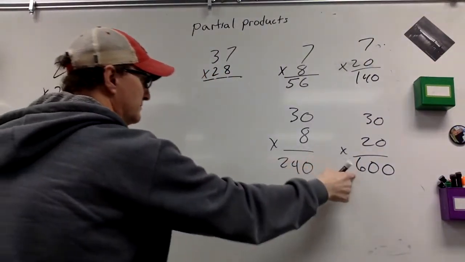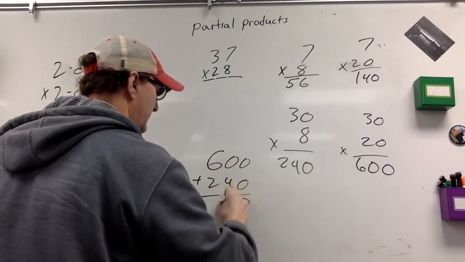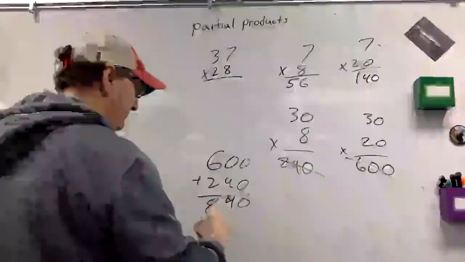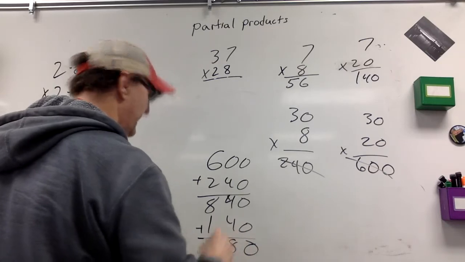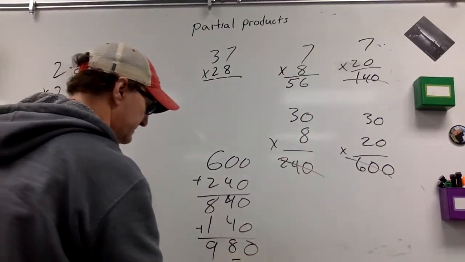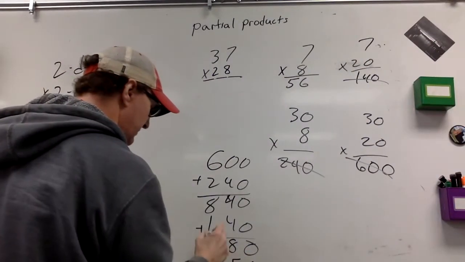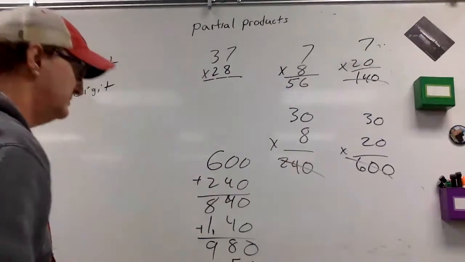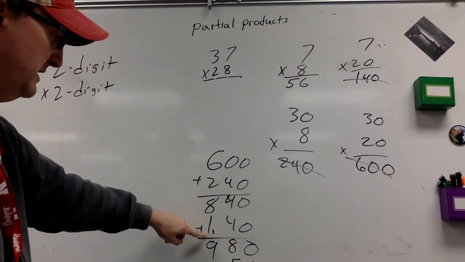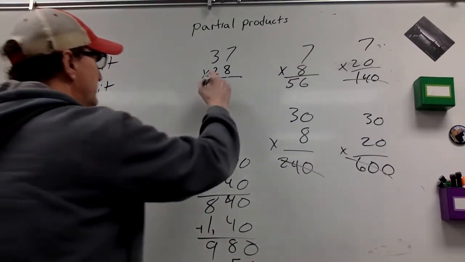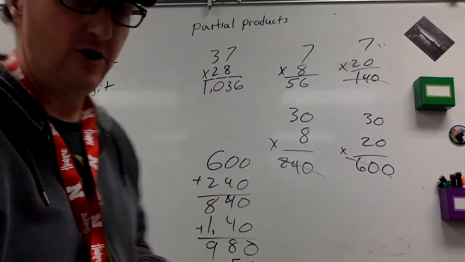Let's add them all up. 600 plus 240, 840. 840 plus 140 is 980. And then plus 56. 8 plus 5 is 13. Carry the 1. 1 plus 9 is 10. 1,036. Let me check it over. Oh, that's not a comma. That's a regrouping, right? Exactly. We got it. So 37 times 28 is 1,036. Hopefully you're getting the hang of it.